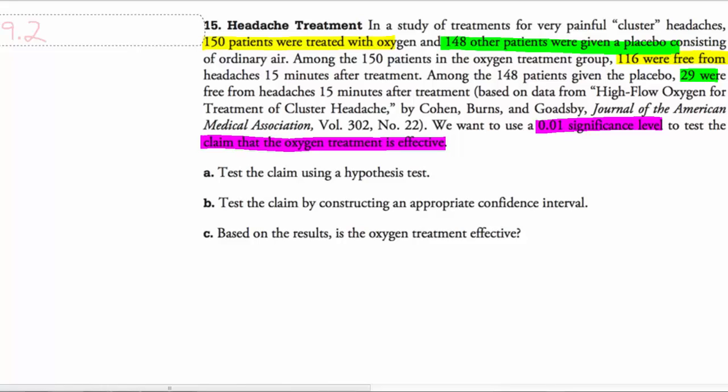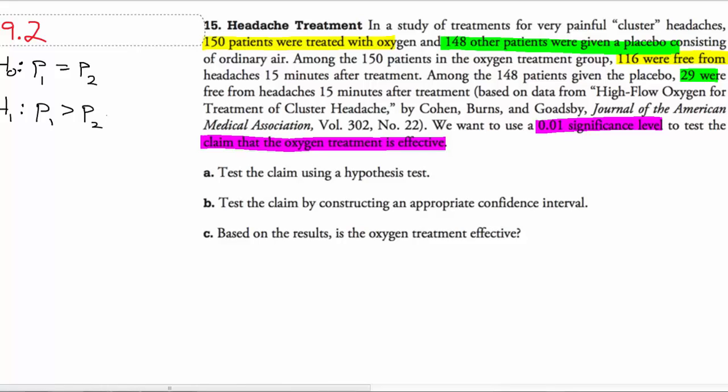So we're basically asking the question: between these two groups, did the people who were given oxygen have headaches less frequently? So it's really just comparing proportions. The first thing we want to do is test this claim with a hypothesis test, so we want to set up our hypotheses. The null hypothesis is just that the proportion of sample 1 is equal to the proportion of sample 2. And then the alternative hypothesis is that one of them is bigger than the other. P1 is bigger than P2.